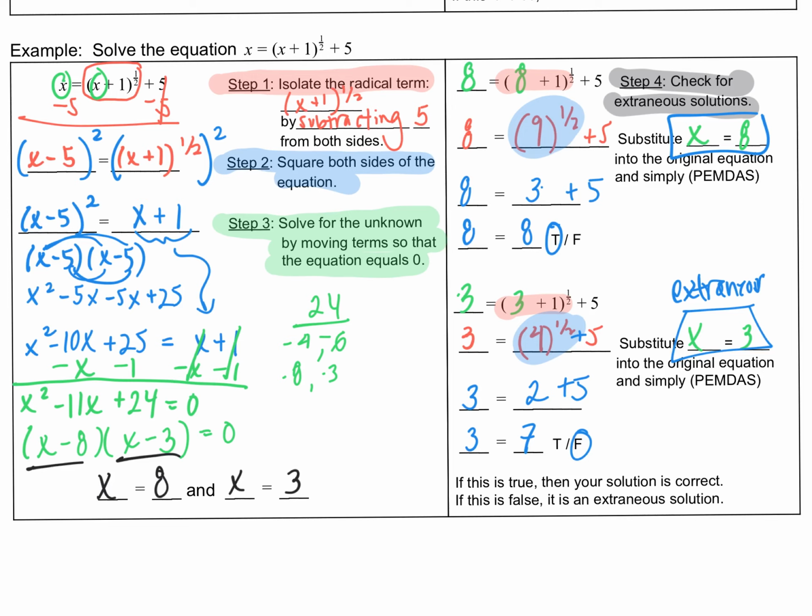And when I specify my final answer, I do want to make sure I'm including both. I have x equals 8, which is my actual solution, and x equals 3, which I need to specify and label as my extraneous solution.